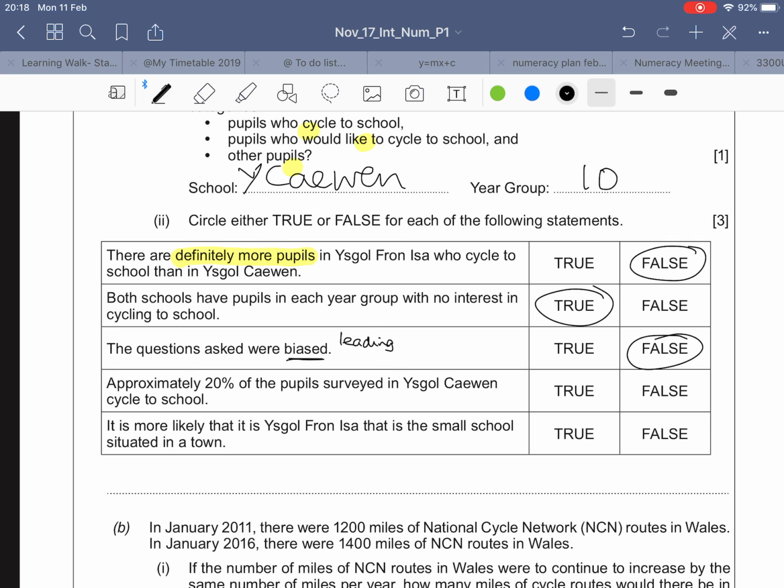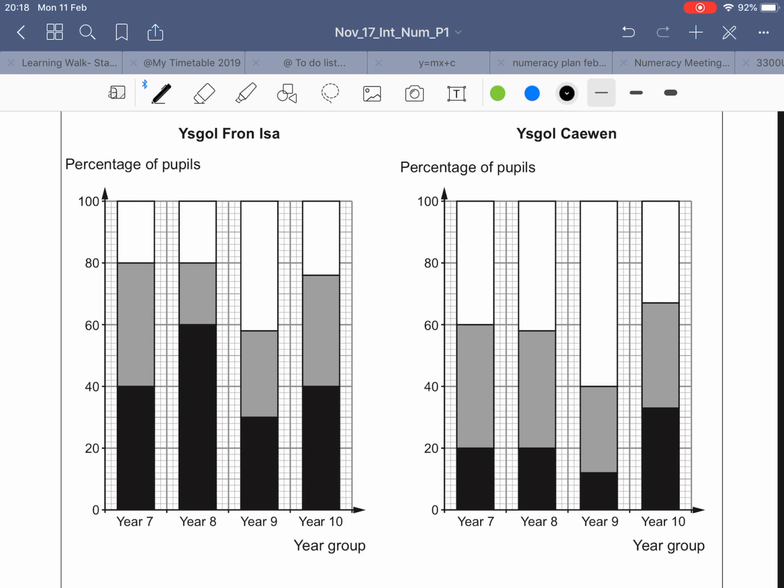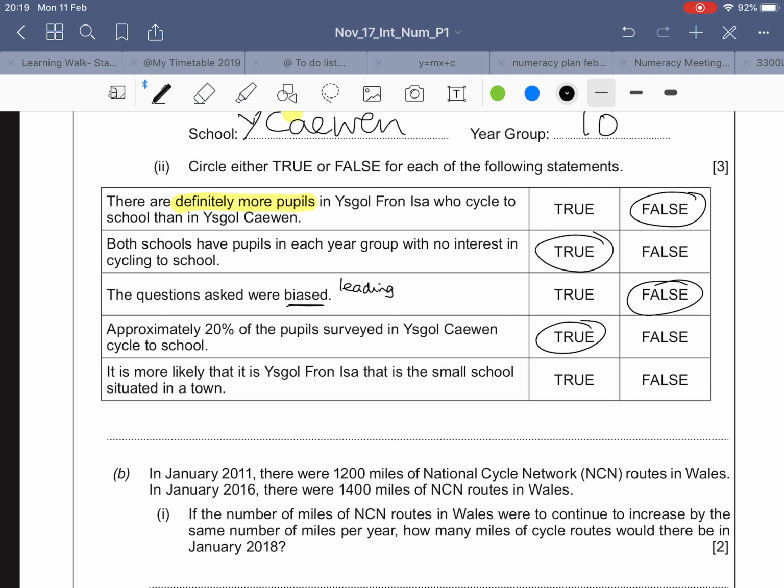They are just questions. Approximately 20% of the pupils surveyed in Ysgol Cynwen cycle to school. So approximately 20%. I can see here that for those 2 bars it is exactly 20%, and then these 2 bars, if I average them, would come up to 20% and come down to 20%. So I'd agree. I'd say yes. From looking at that diagram, approximately 20% of the pupils cycle to school.